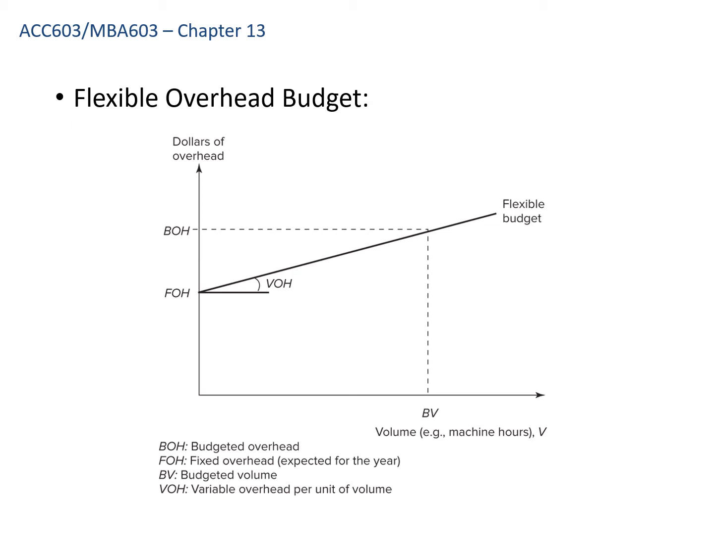And then as our volume increases, there's a slope to that line, and that slope or the angle of the line is the variable portion of overhead. So maybe that's as we produce more, we need more inspectors, or we need more supervisors, or we use more electricity, that sort of thing. So I can find, using this graph, any point along the x-axis there that determines our volume, and I can follow that up and across to determine what the budgeted overhead will be.